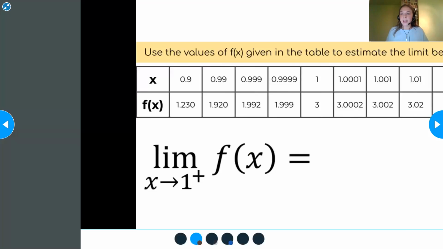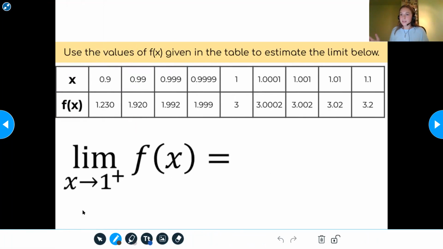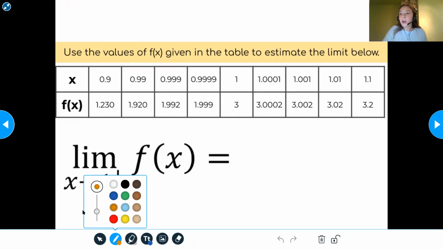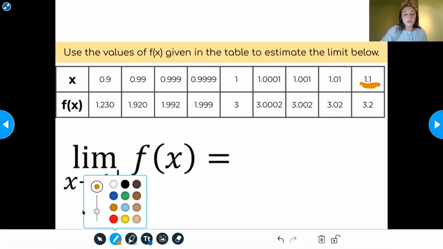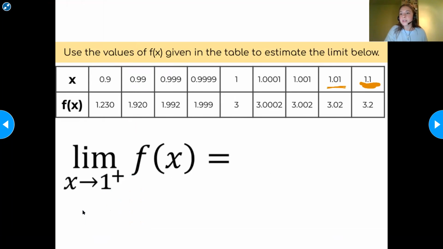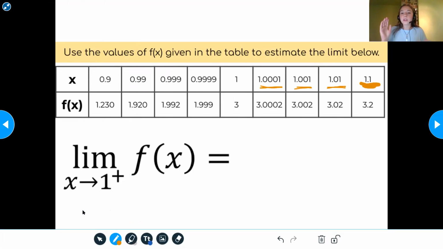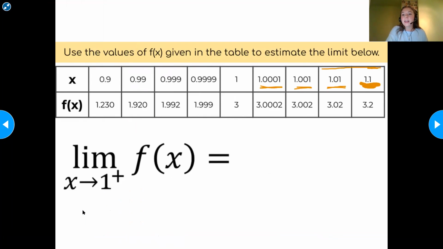So let's move to the right hand now. Right hand would be the opposite of left hand. When left hand, we were looking for the values that were less than 1, getting closer to 1. For the right hand, we're going to be looking for the values that are greater than 1 and getting closer to 1. So starting on this side, our largest x value in this table is 1.1. And we're getting closer to 1 by going 1.01, 1.001, and 1.0001. So this time we're looking at our x value starting with the largest and getting closer to 1 going in this direction.